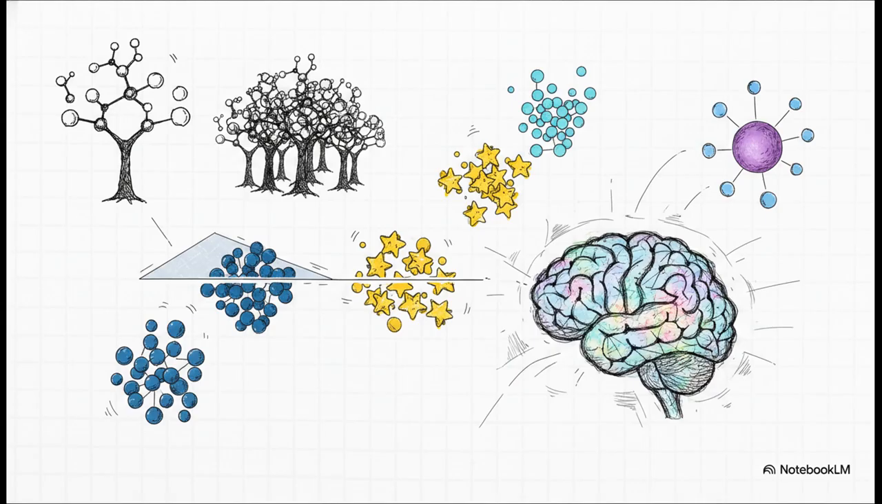Need to draw complex mathematical boundaries? We've got support vector machines for that. And at the absolute cutting edge, we use deep learning neural networks. These are systems inspired by the layers of the human brain, and we use them to tackle massive, incredibly complex data sets, like generating entirely new molecules from scratch, or predicting how complex proteins fold.